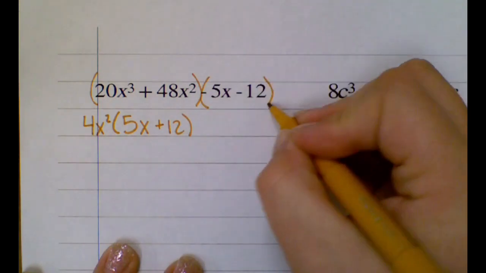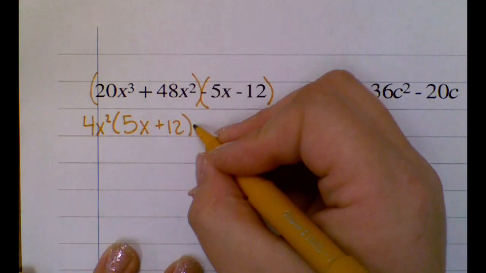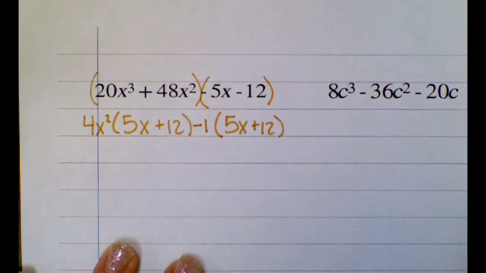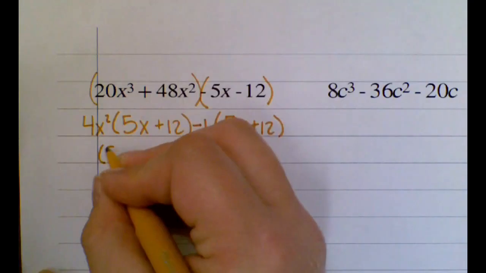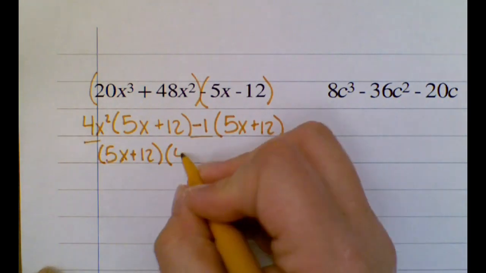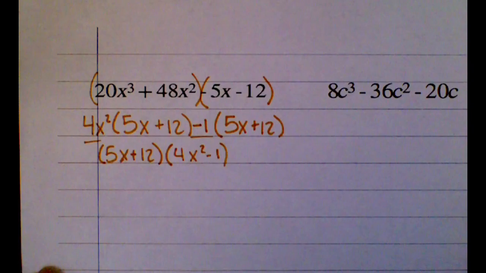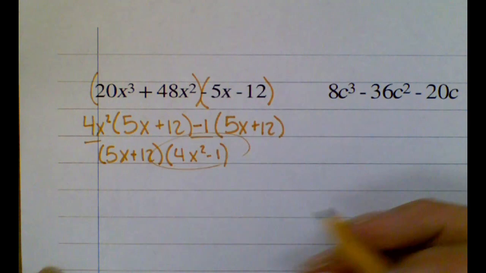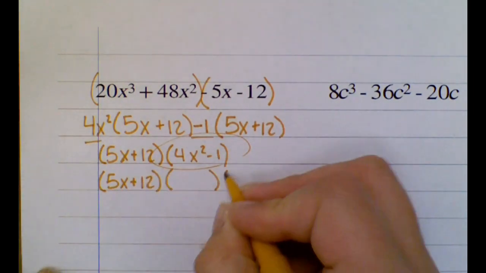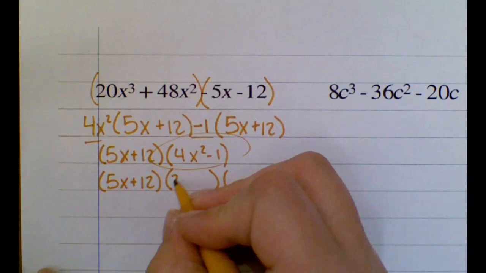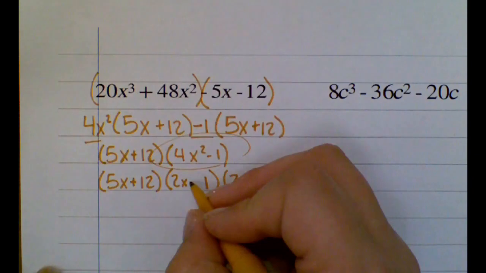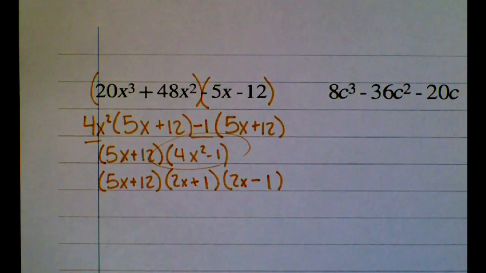For negative 5x minus 12, the only thing I can take out is a negative 1. That leaves me positive 5x plus 12. So my first factor is 5x plus 12. My second factor is what was left, 4x squared minus 1. Well, 4x squared minus 1 is a difference of squares, so my 5x plus 12 hangs out. What squared makes 4x squared? 2x. What squared makes 1? 1. One's a plus, one's a minus. There's our fully factored answer.